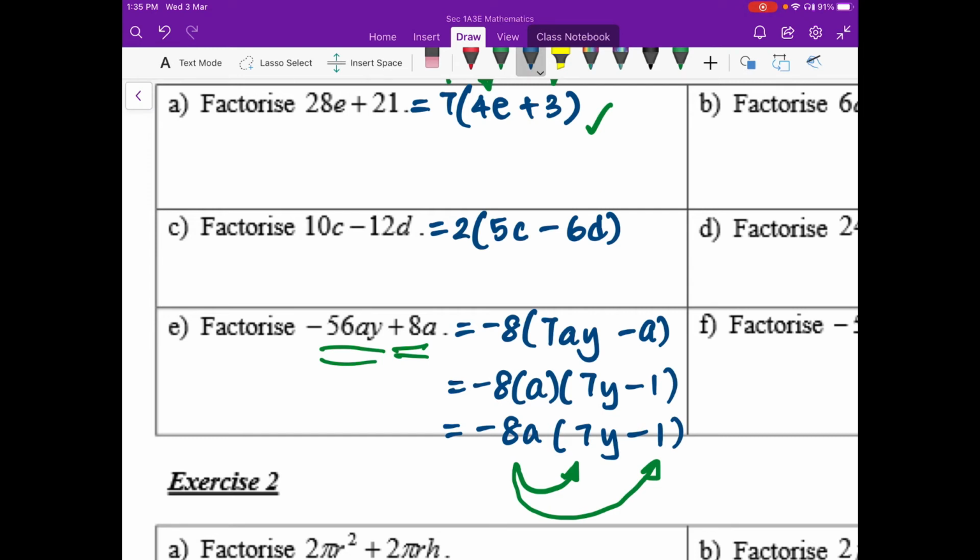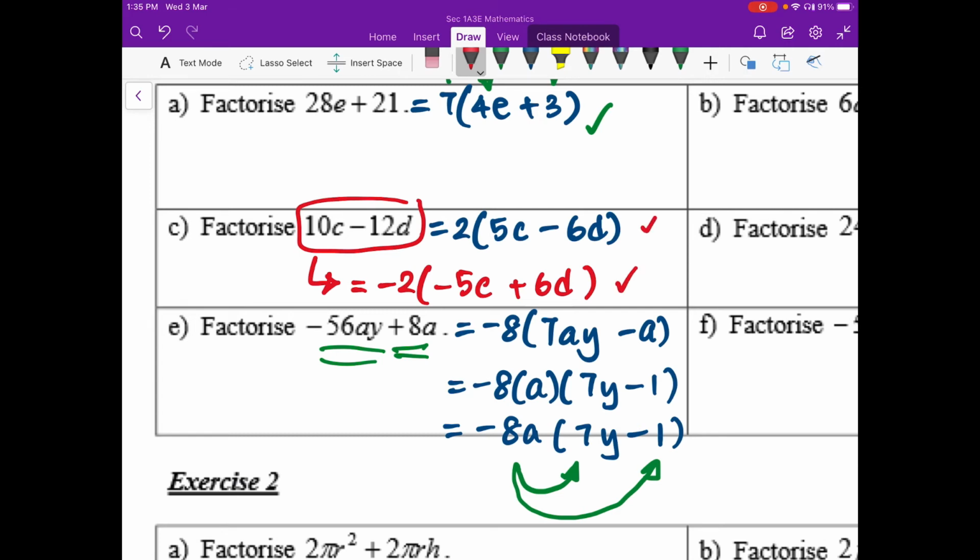So earlier on, Manish was also asking, hey, what about part C? Can I do it in another way? What if I factorize out negative 2? If I factorize out negative 2, we have negative 5c plus 6d. Is this acceptable? Yes, it is. It is also correct. It is not very long. It is also one step. So this is correct. This is also correct.